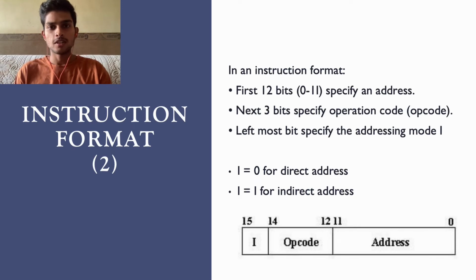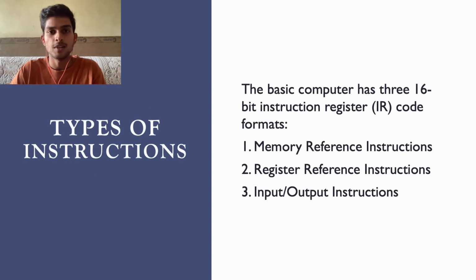This is the general instruction format for memory reference instruction, which we are going to discuss later. Now we need to know that an instruction register contains an address and an opcode. Based upon the format for the instruction codes, each computer has three instruction formats. The three 16-bit instruction registers are memory reference instructions, register reference instructions, and input-output instructions.